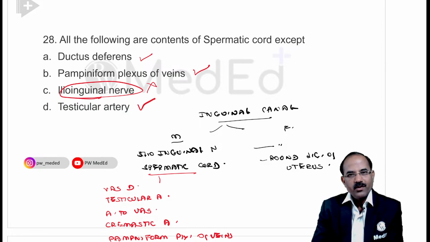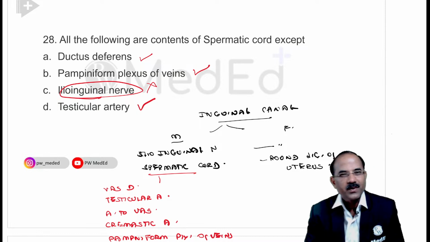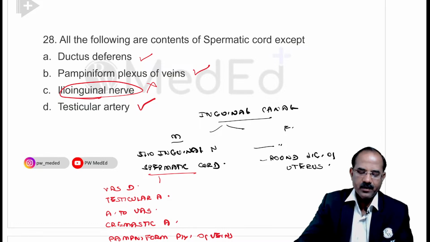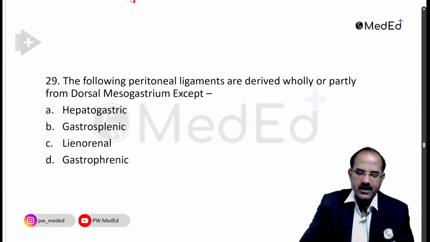I hope you are able to follow this. If there are any doubts, just let me know. Fine? Okay, we'll proceed to the next MCQ.